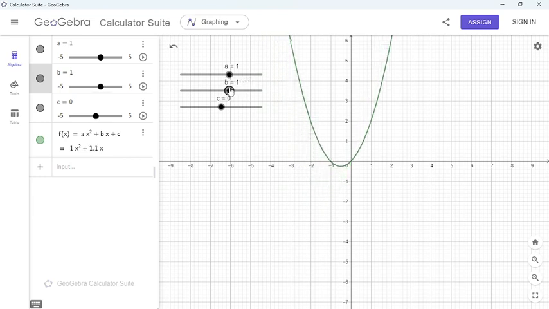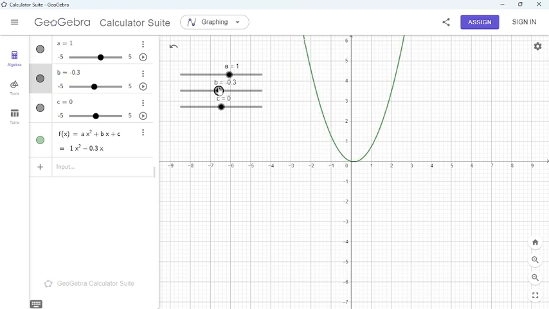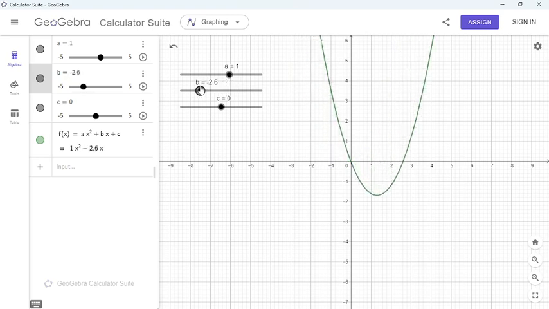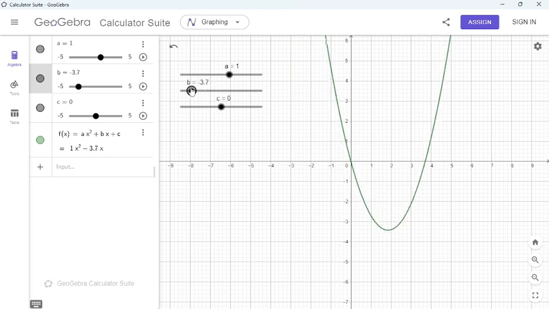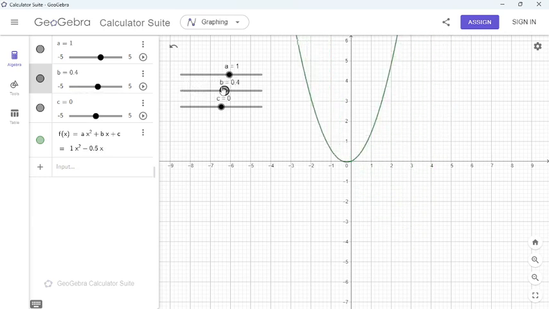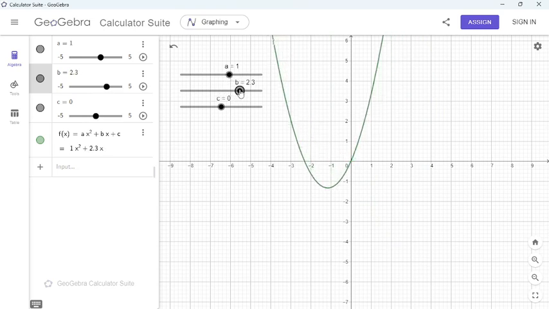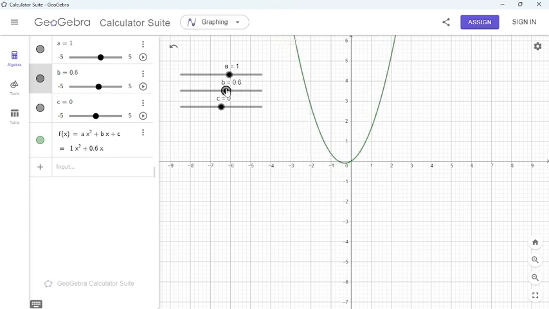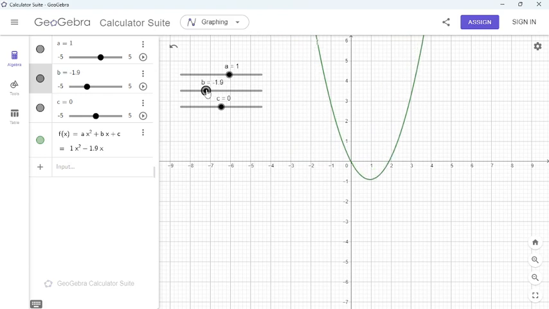Now if B is negative and A is positive, then the value of the turning point will be in the fourth quadrant. Can you see that? So meaning that from 0, as long as the graph is concave up, meaning that A is positive, the turning point will be on the left hand side if B is positive. Then if B is becoming negative, the turning point will be on the right hand side of the y-axis.